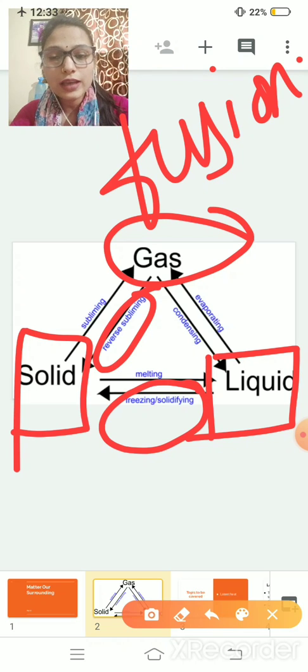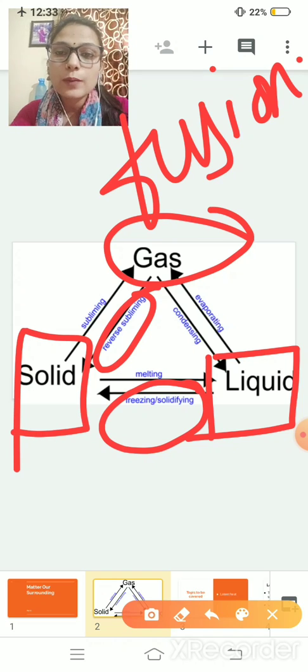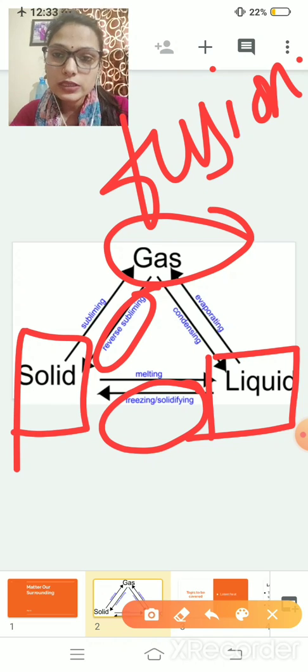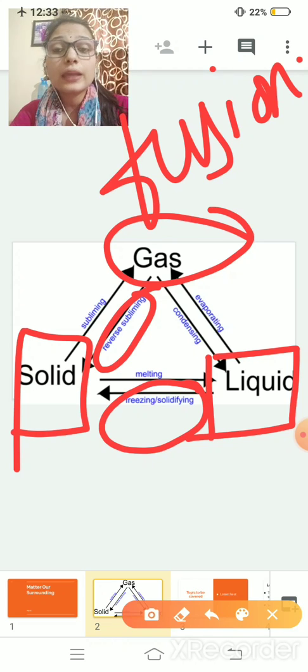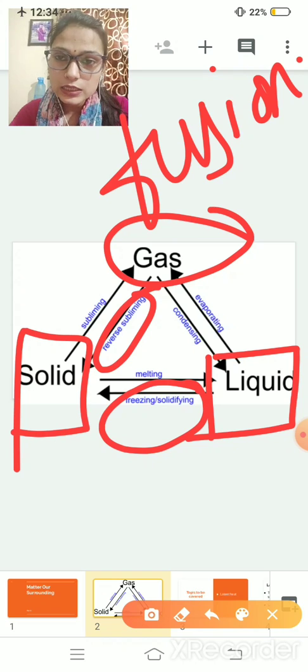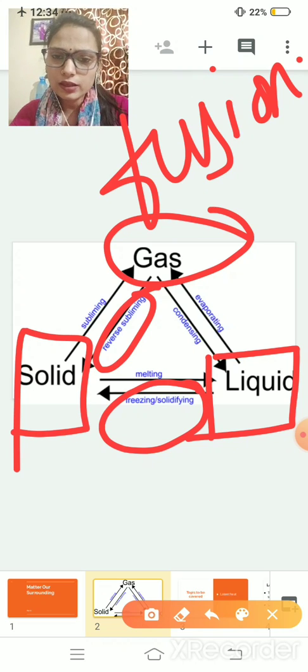And if your gas converts into solid, that is the reverse sublimation process. I gave you the example of camphor balls and naphthalene balls which you keep in a store box, in your almirah. These are all sublimation examples. So I think this is clear to you. What is condensation, what is freezing, what is solidifying, what is sublimation.